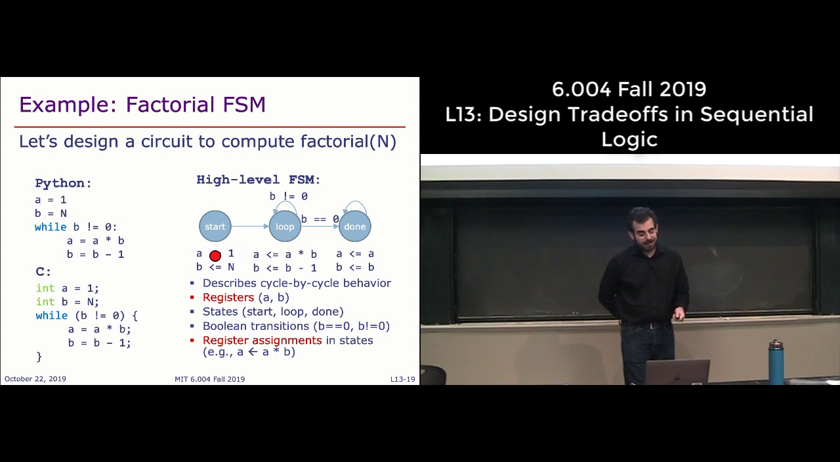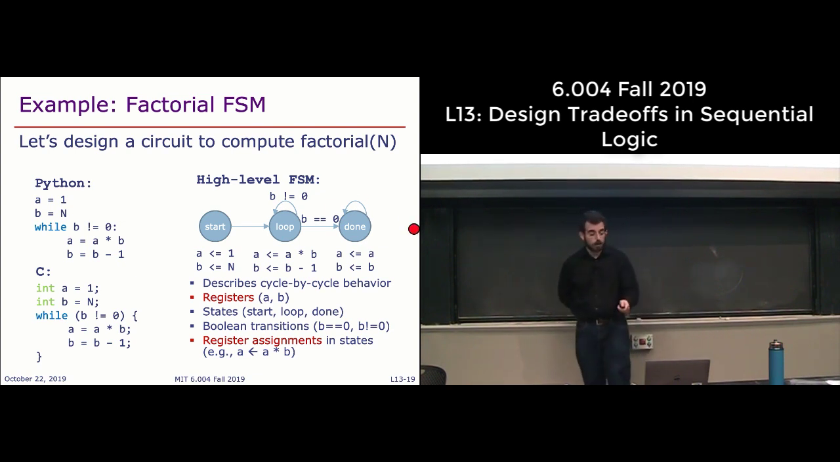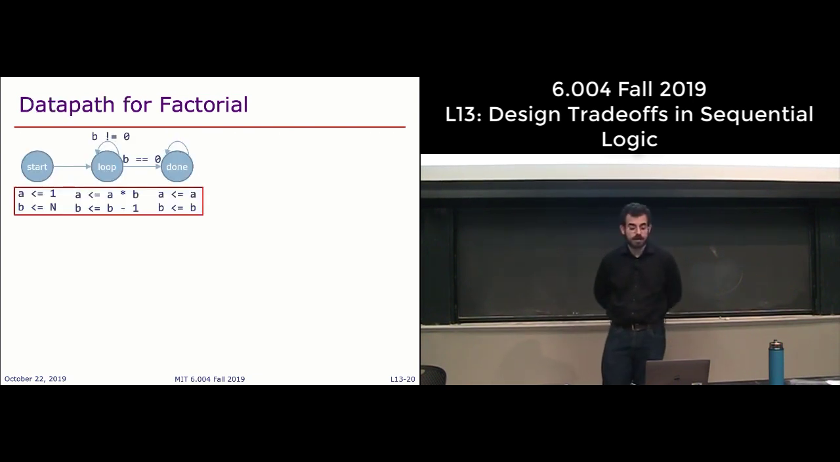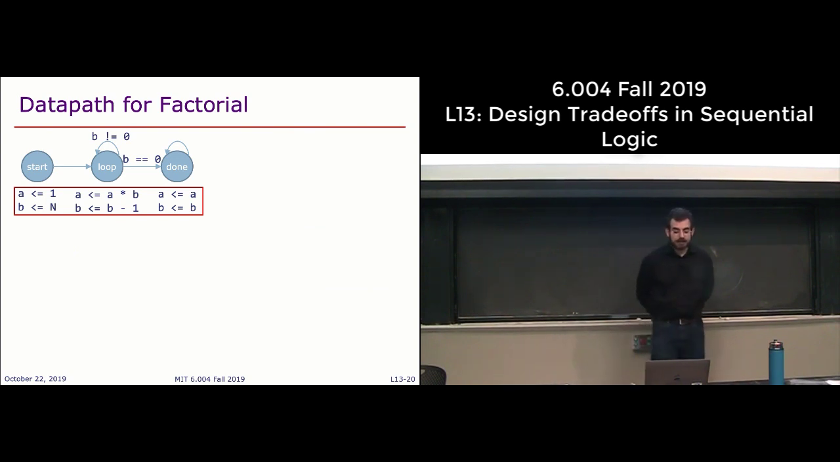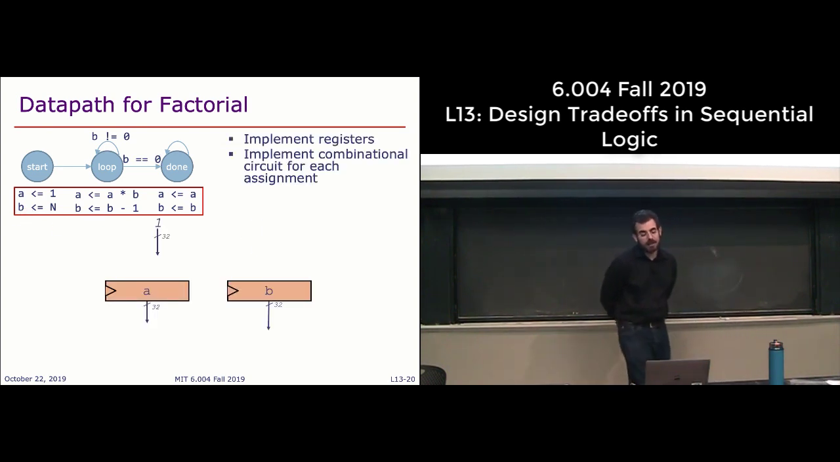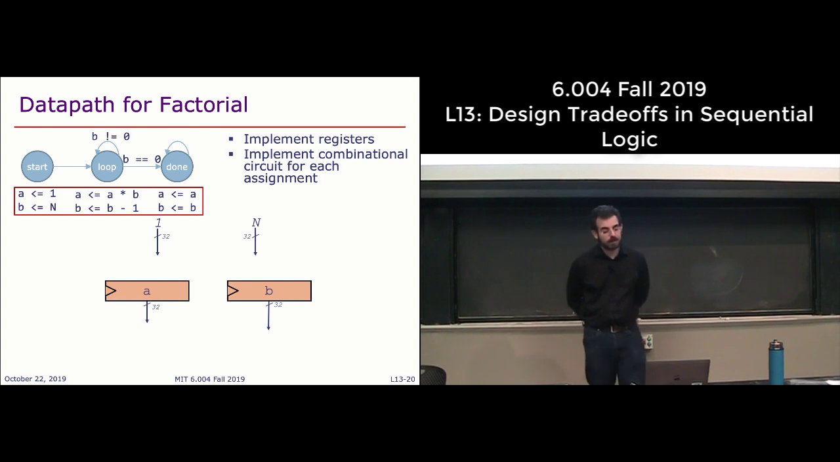On each state, you have all the register assignments that are happening in that state, and then transitions between states that are either always transitions between consecutive states, or you have Boolean conditions that determine whether you stay or whether you transition between states. So now you can go and take this FSM and design both, this bottom part over here, which we call the data path.